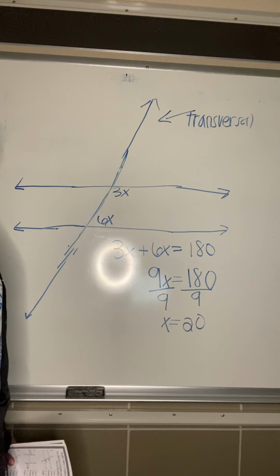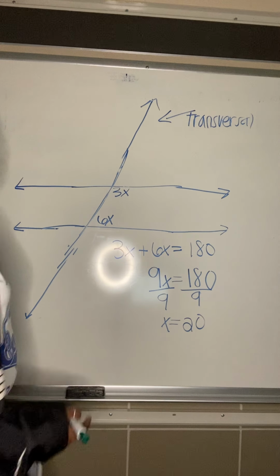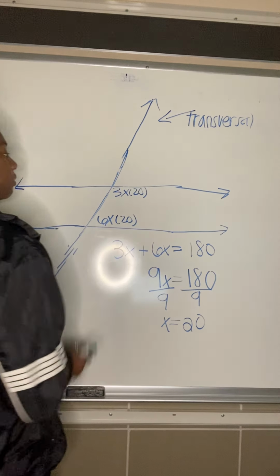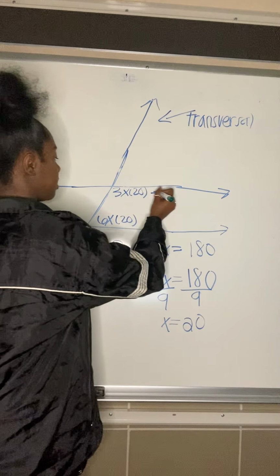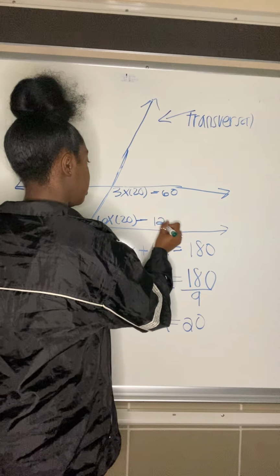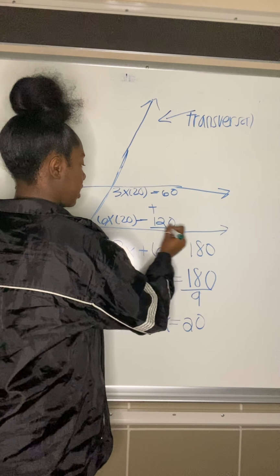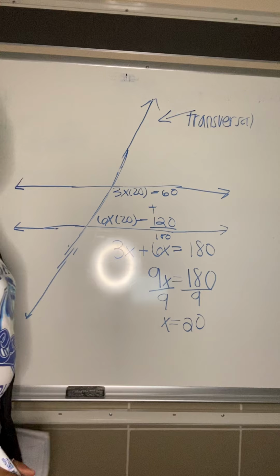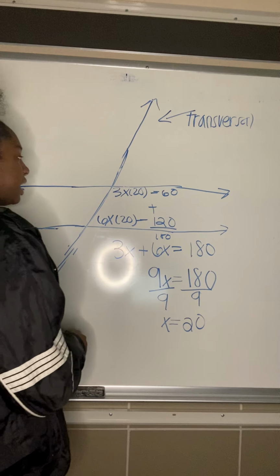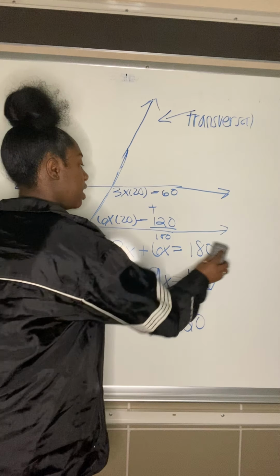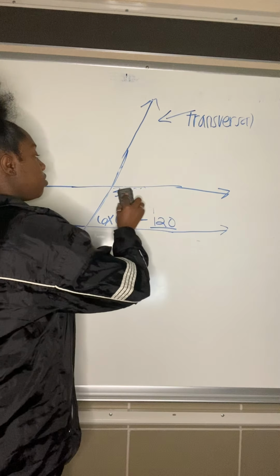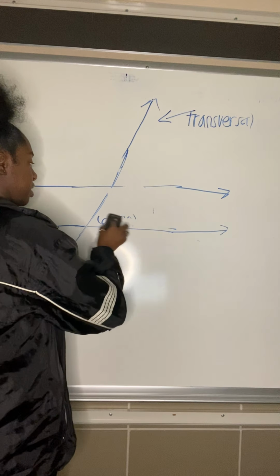Okay? So when I go back and put 20 in, I can put 20 in here and 20 in here, and you should get 180. So 3 times 20, you should get 60. And 6 times 20, you should get 120. 120 plus 60 is 180. That is how you would solve a same side interior angle. Also, that's how you would solve an angle that you know is supplementary.